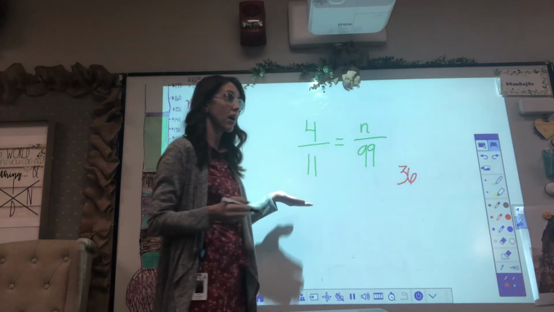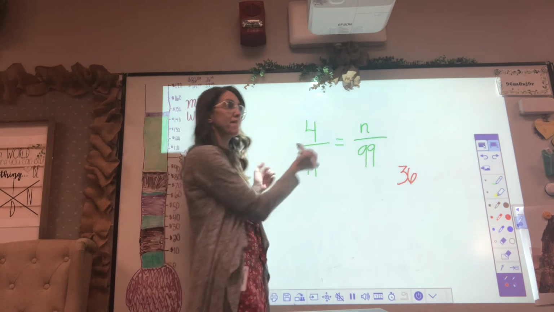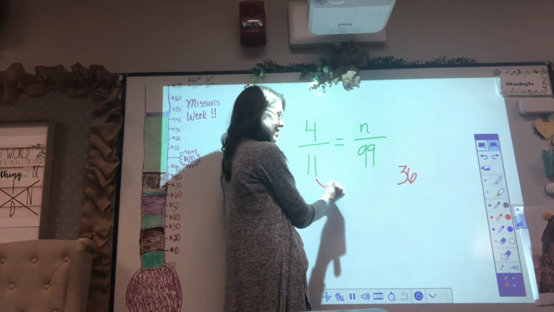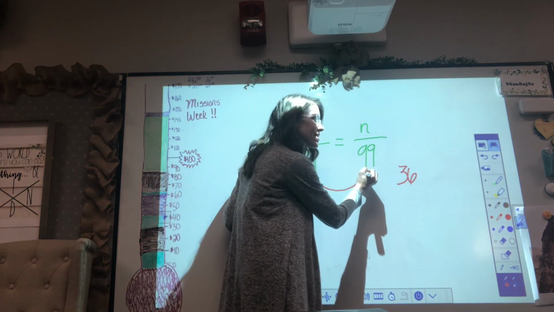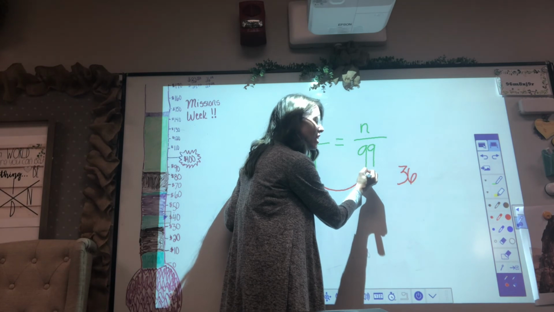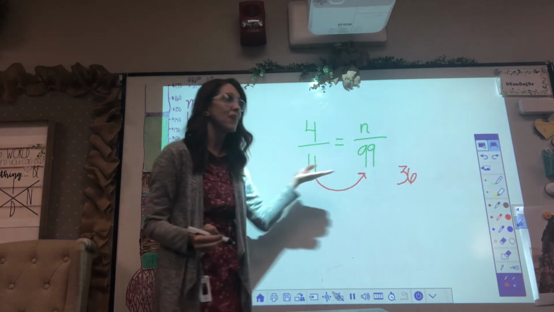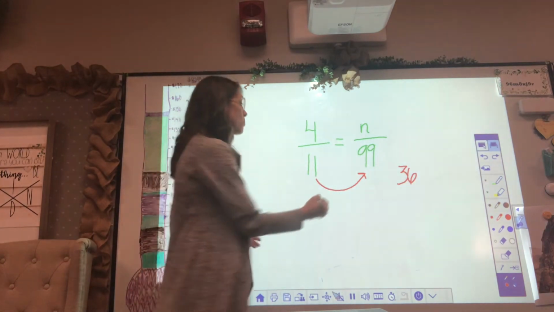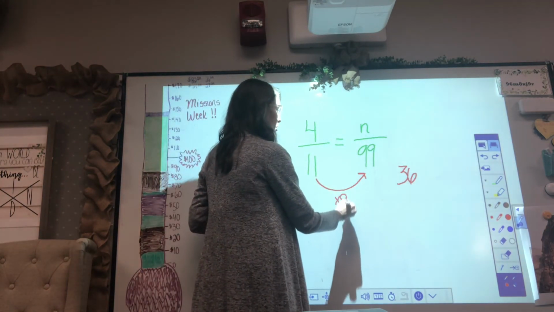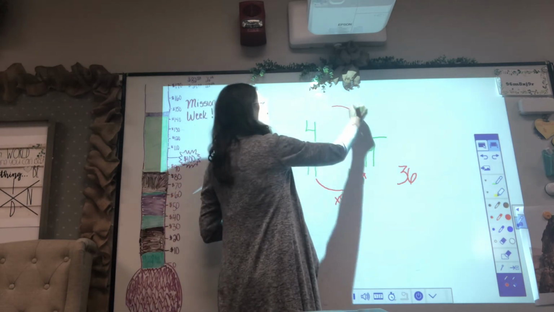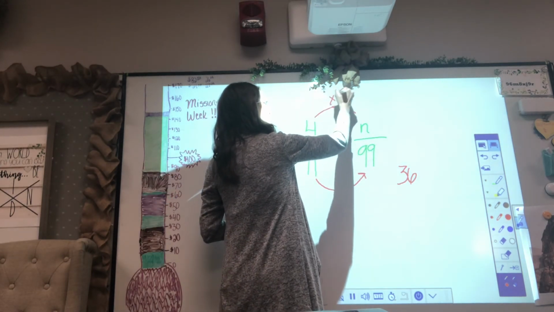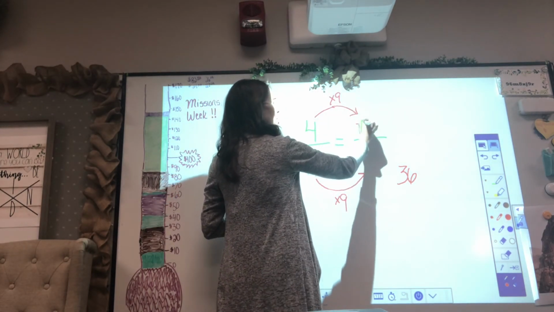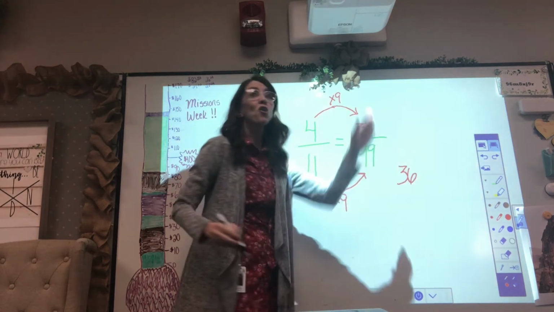You asked yourself the question, what? He said, what did I do to this 11 to get 99? And you said, you multiply by 9, so therefore to make it an equivalent fraction, you know you have to multiply by 9, and he got 36. Questions.